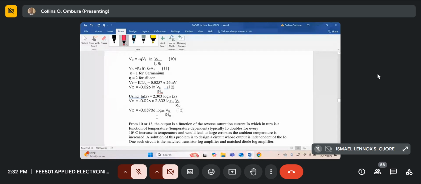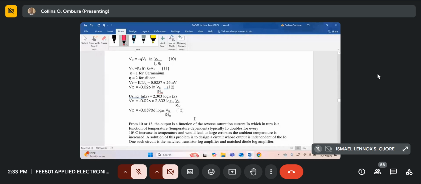Now, the important thing to note is that the output function, or the output computed log, is a function of I naught. If you look at equation 10 at the top, you see the term I naught appears there. And I naught is actually a function of temperature. The reverse saturation current is a function of temperature, and I naught doubles for every 10 degrees centigrade rise in temperature. This can lead to large errors when the temperature changes.